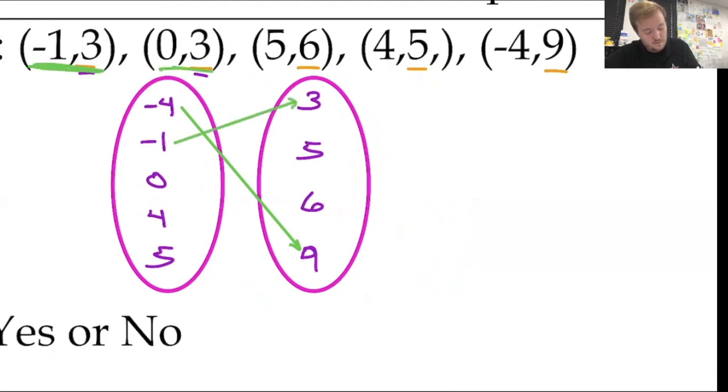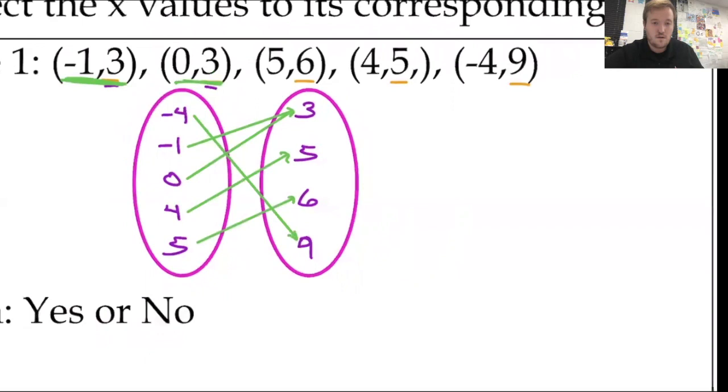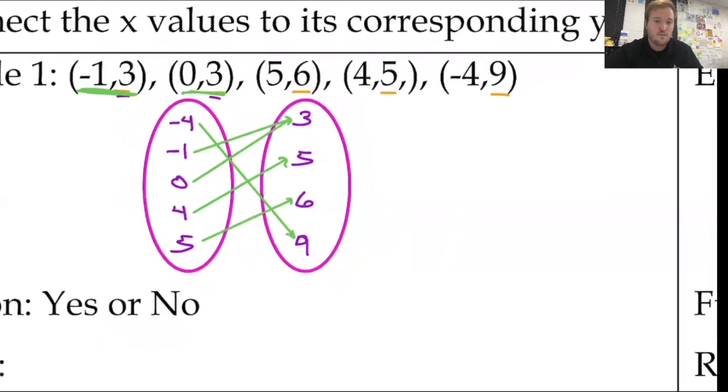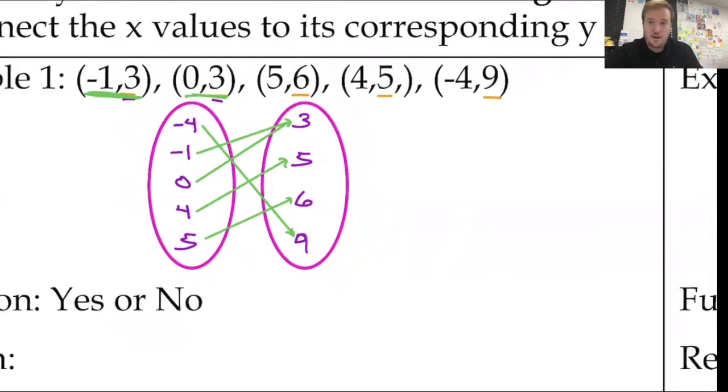Okay, 0 goes to 3. So I have another line going up here. All right, and then I have 4 that maps to 5. And then 5 maps to 6. All right, so every one of these numbers should have some form of arrow either stemming from it or going to it. You should never have a number that's just standing alone.